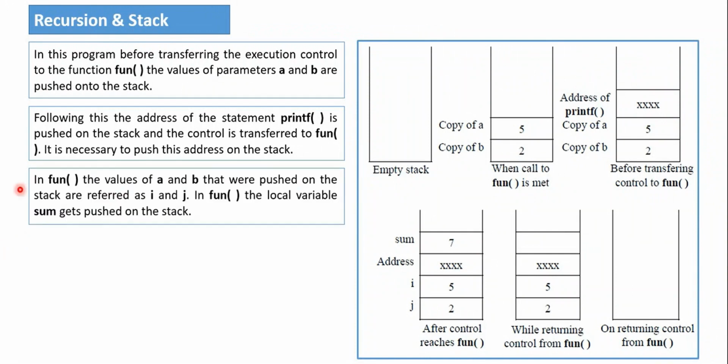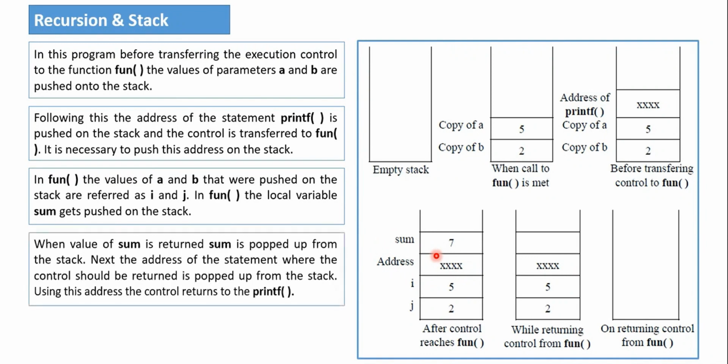In the function, the values of a and b that were pushed on the stack are referred to as i and j. The local variable sum gets pushed onto the stack. So basically i and j copy the values of a and b and are pushed to the stack with the address, and at the end the sum is also pushed onto the stack.